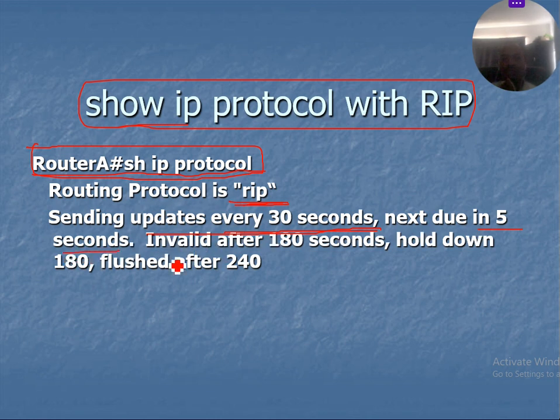It displays all this information for you. Invalid after 180, so it will become invalid after 180 seconds. Hold down is 180. Flush after 240. After 240, everything will be flushed off. So this is what you see when you type show IP protocol with RIP. Just type the command: Router A hashtag show IP protocol. Then all of this information will be displayed.